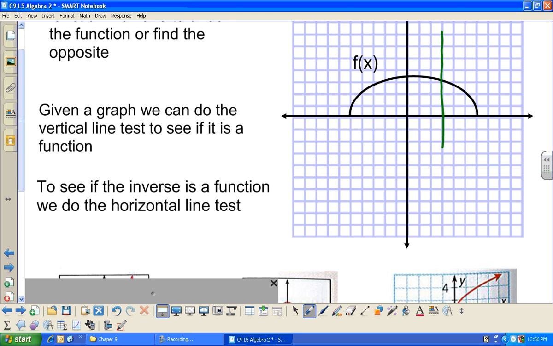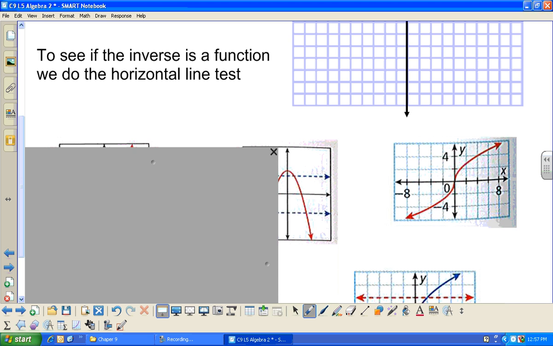Given the original function, to see if the inverse is a function, we do a horizontal line test. In this case, if I were to draw a horizontal line, it goes through more than one point. So the inverse of this function is not a function.